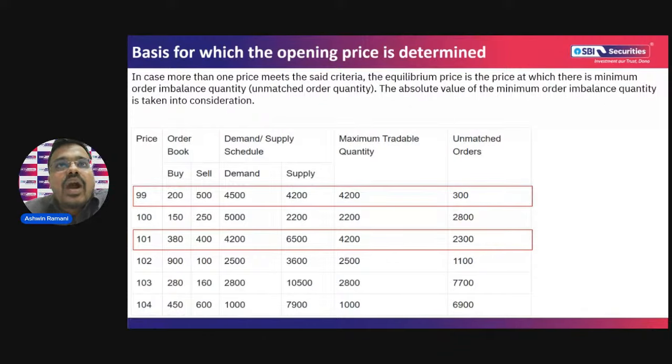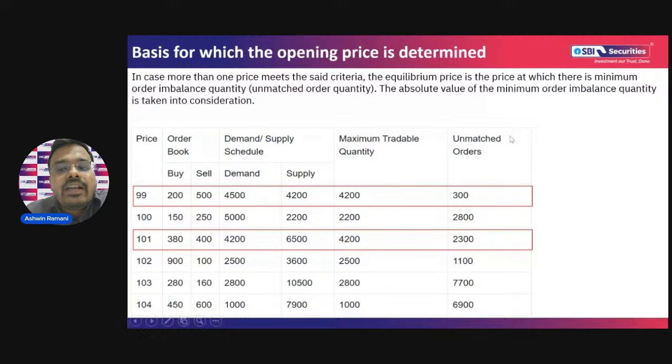Now let's understand how this order imbalance is taken into account. So here you will see at 99 the maximum tradable quantity is 4200. At 101 also the maximum tradable quantity is 4200, right? अभी यहाँ पे डिमांड 4500 है, सप्लाई भी 4200 है. Can I say the maximum tradable quantity would be 4200?